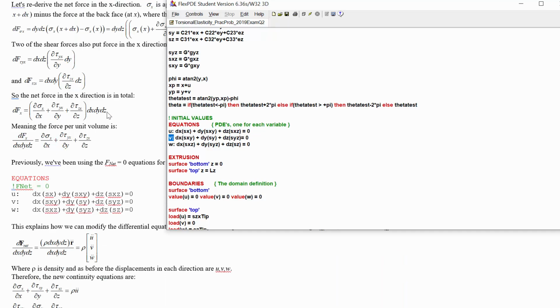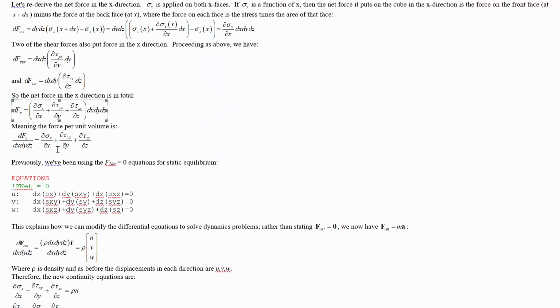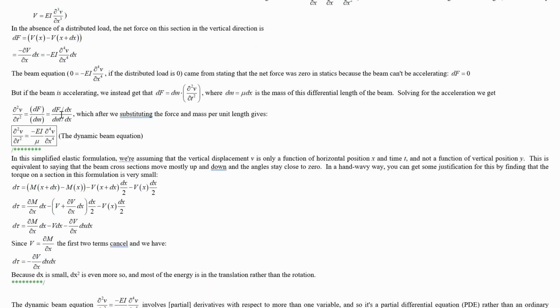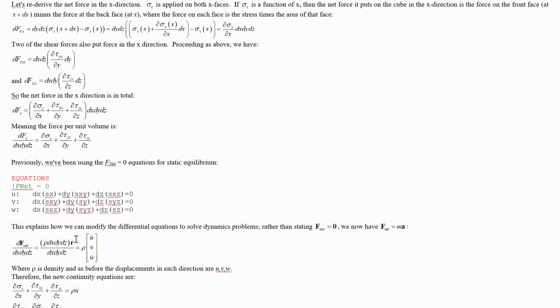Again, this is the force per unit volume, and it's led to this equation by saying that the net force is equal to 0. So just like at the beginning of this thing when we derived the dynamic beam equation and said, hey, you know what, rather than 0, let's set it to mass times acceleration, see what happens. Same thing here. Let's set it to mass times acceleration, but now it's not a mass per unit length because this was a representation of force per unit volume. So we're going to set it to the mass per unit volume times acceleration.